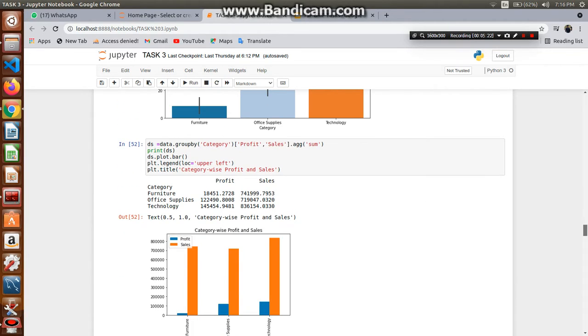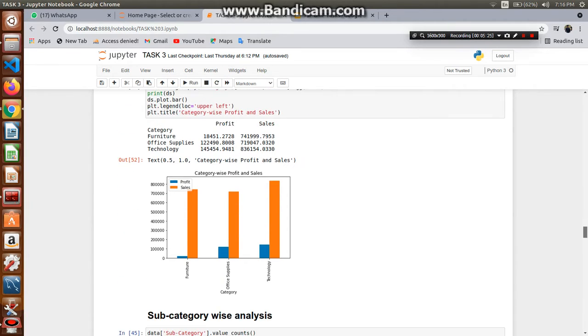So moving ahead, we'll have a look at how much it sells and how much it profits. We can clearly see that technology has the highest sales and the highest profit, followed by office supplies. Office supplies has profit, but it does not have much sales. And in furniture, sales are high, but we are not making much profit.